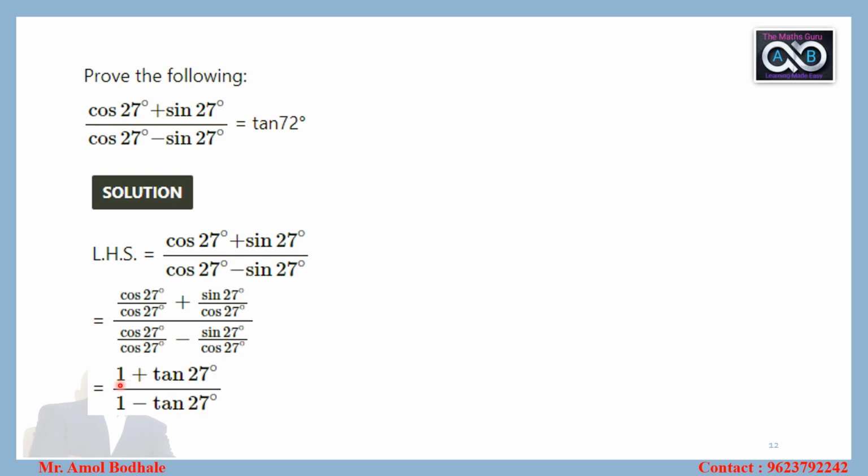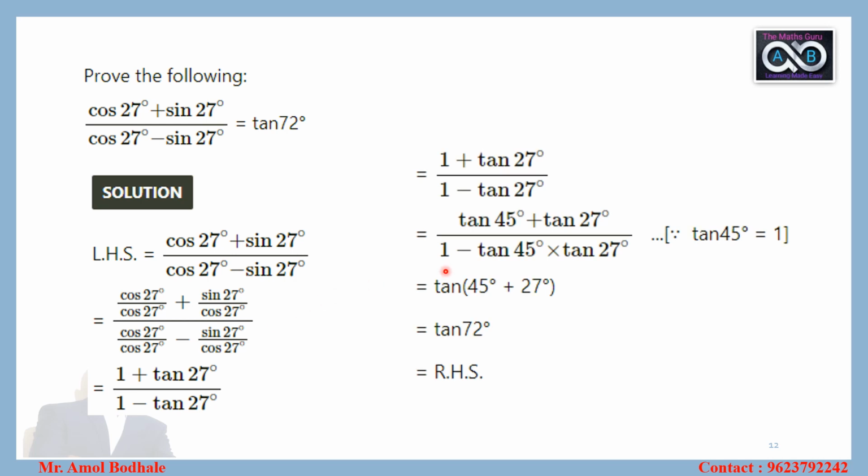Now we can write this 1 as tan 45 degree, because tan 45 is 1, and once we write tan 45 here, we get tan 45 plus tan 27 upon 1 minus tan 45 into tan 27, which is exactly the formula of tan of 45 plus 27, which will give us 72 degree, that is the RHS. The same proof we can prove using the reverse step.